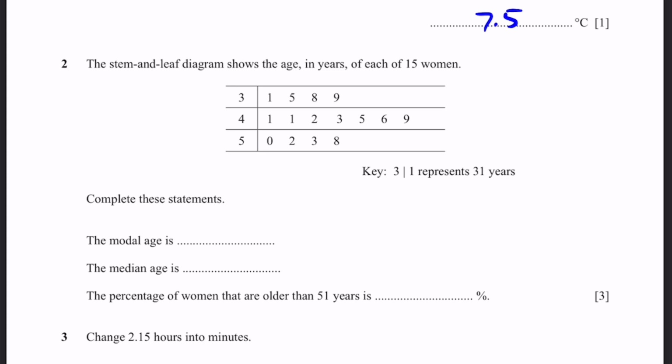Question 2. The stem and leaf diagram shows the age in years of each of 15 women. Complete these statements. The modal age is dash. The modal age means the mode of the ages. That would be 41 because it's repeated twice and there's no others repeated twice or more. So 41.